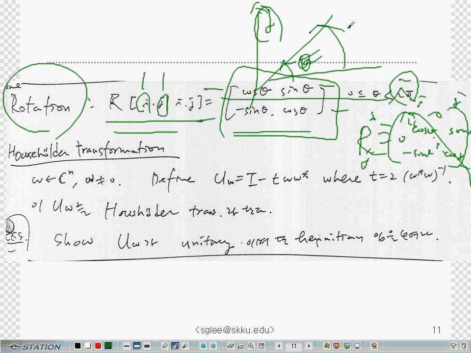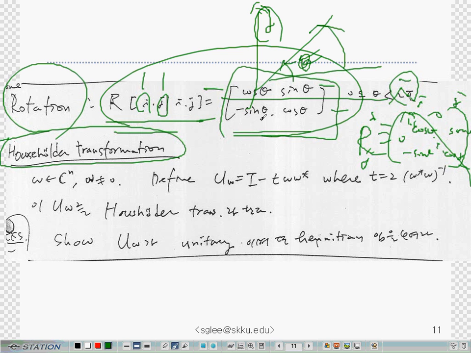If we use it properly, then we can do 3D computer graphics with it, and much more, not only in three-dimensional spaces but also in n-dimensional vector spaces. These are examples of unitary matrices. Another good example of a unitary matrix is the Householder transformation.